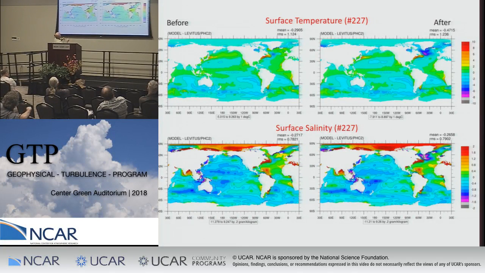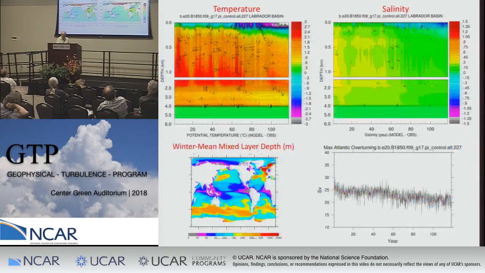So this is before, the kind of pre-industrial. This is after the Labrador Sea freezes. And you can see how cold the temperature is and how fresh the water is in the Labrador Sea in the North Atlantic. All right. So what was happening? We'd start the model using one of the members of that large ensemble of the previous version of the model.